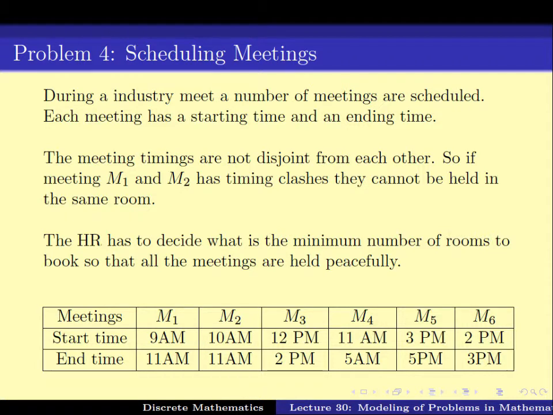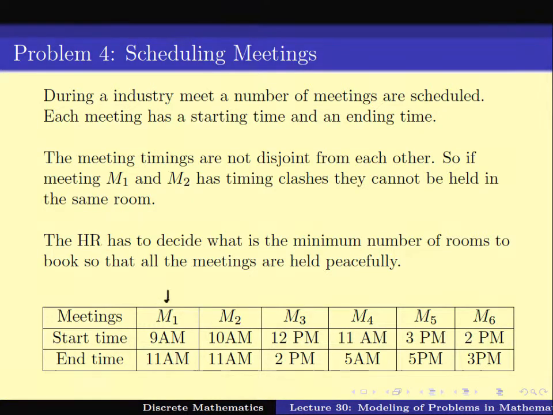The fourth problem is meeting scheduling. It's like an HR is trying to organize a collection of meetings in a particular hotel, and they have to book certain meeting rooms for certain meetings. For example, meeting 1 will be from 9 am to 11 am, meeting 2 will be from 10 am to 11 am and so on. Now if two meetings are in disjoint times, then you can have these two meetings in the same room, one after the other.